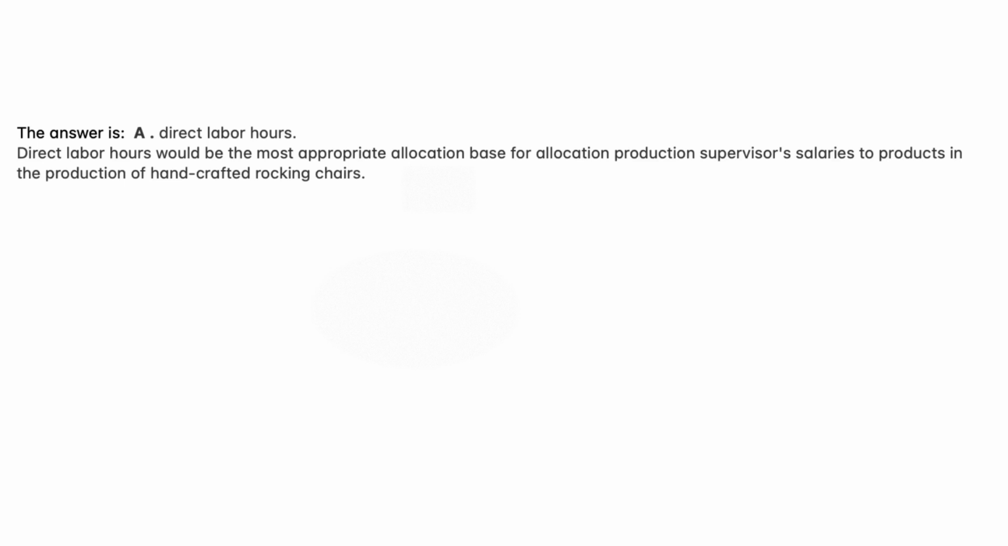Direct labor hours. Direct labor hours would be the most appropriate allocation base for allocating production supervisors' salaries to products in the production of handcrafted rocking chairs.